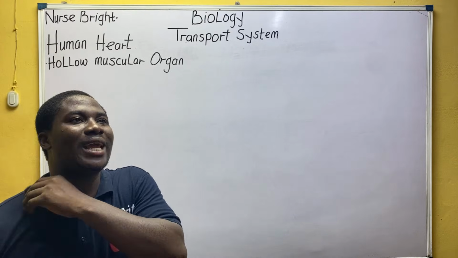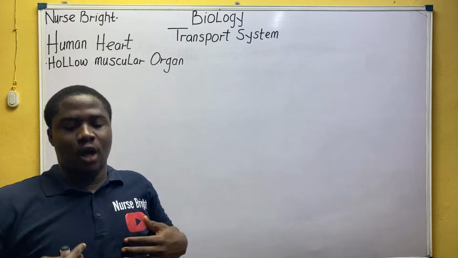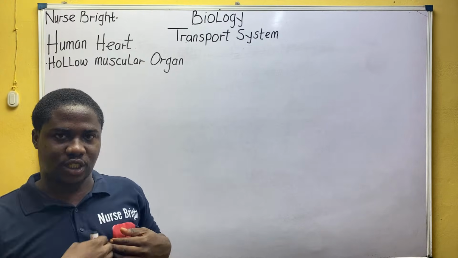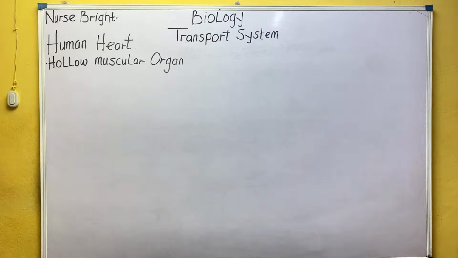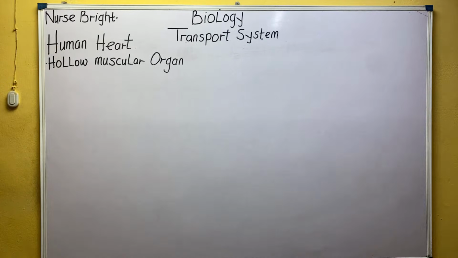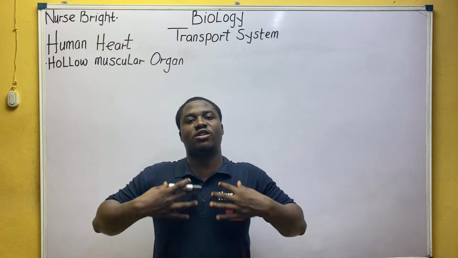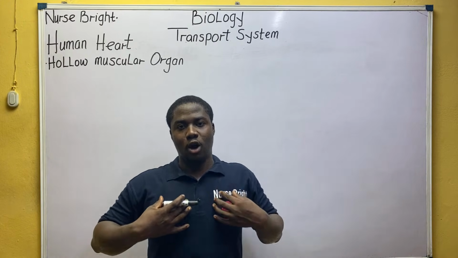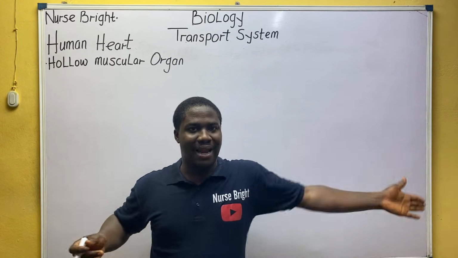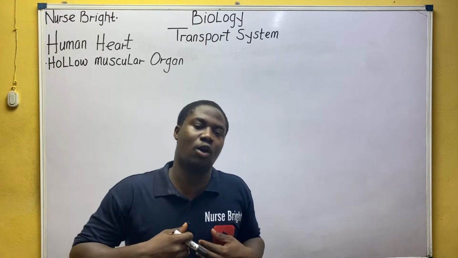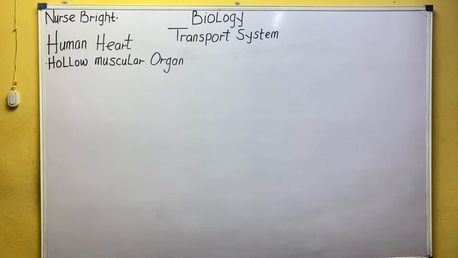Also, the human heart is located in the thoracic cavity, close to your lungs, in between your lungs. Specifically, they call it the medial sternum, and slightly to the left. These are your lungs. This is my left side. So the heart is located close to the left side of the lungs.